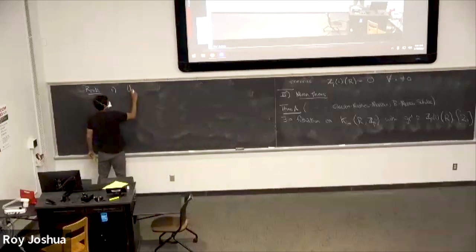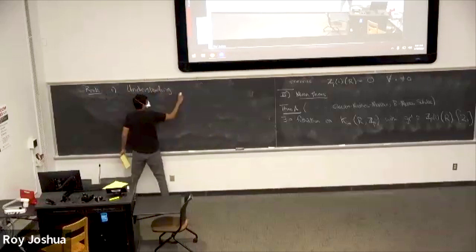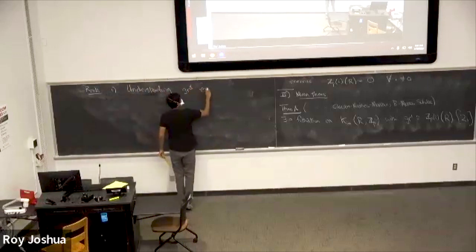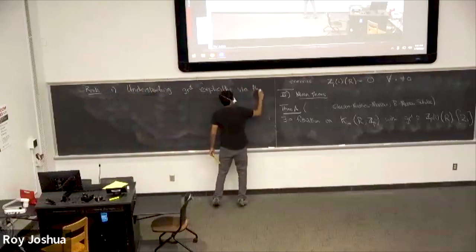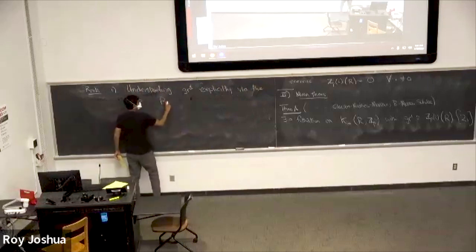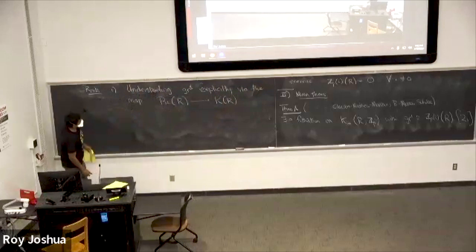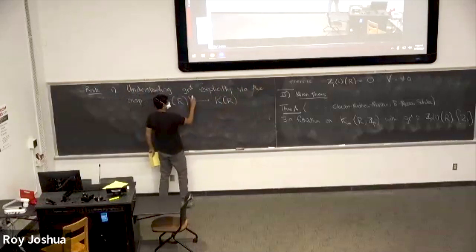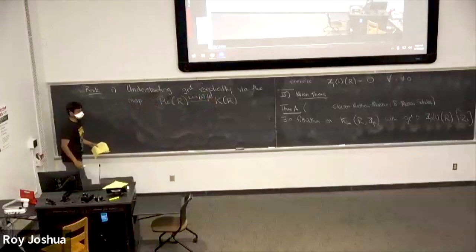So understanding Z_p(1) explicitly via the map from the Picard group. So if I give you a line bundle on R, I can definitely build a K-theory class. And if you ask me for the formula, I will probably get it wrong, but I think it's the line bundle goes to the class of the line bundle minus the class of R. So you have to subtract off the class of the trivial bundle from it.